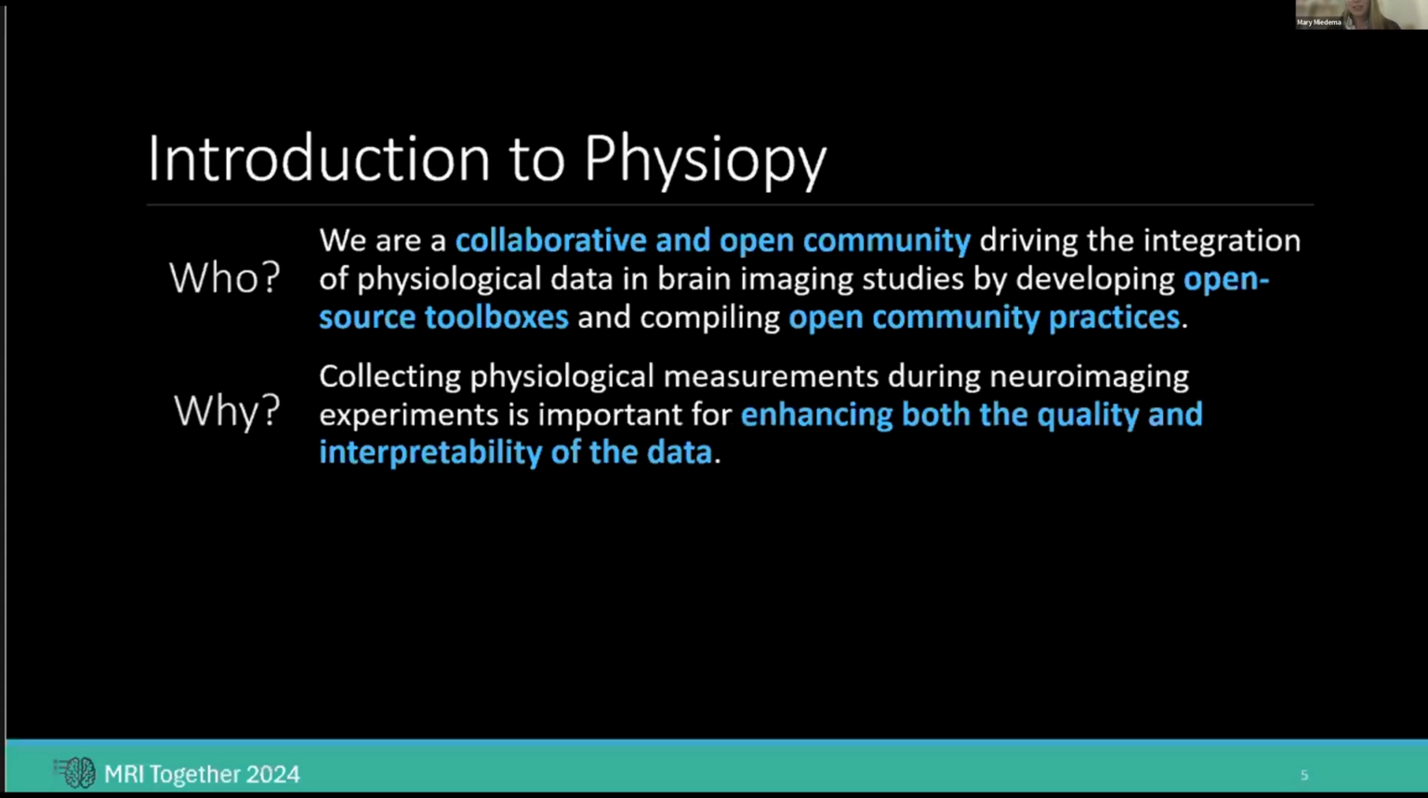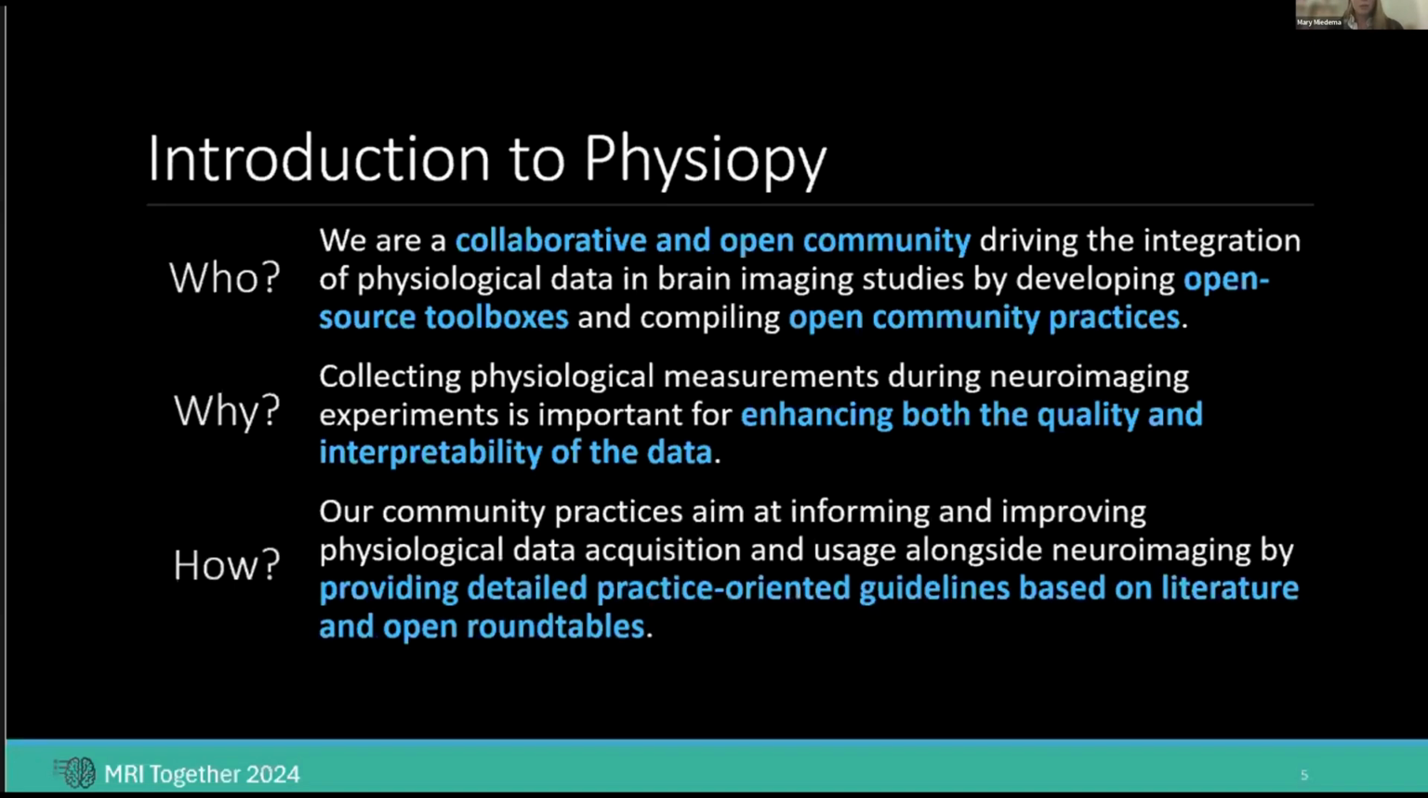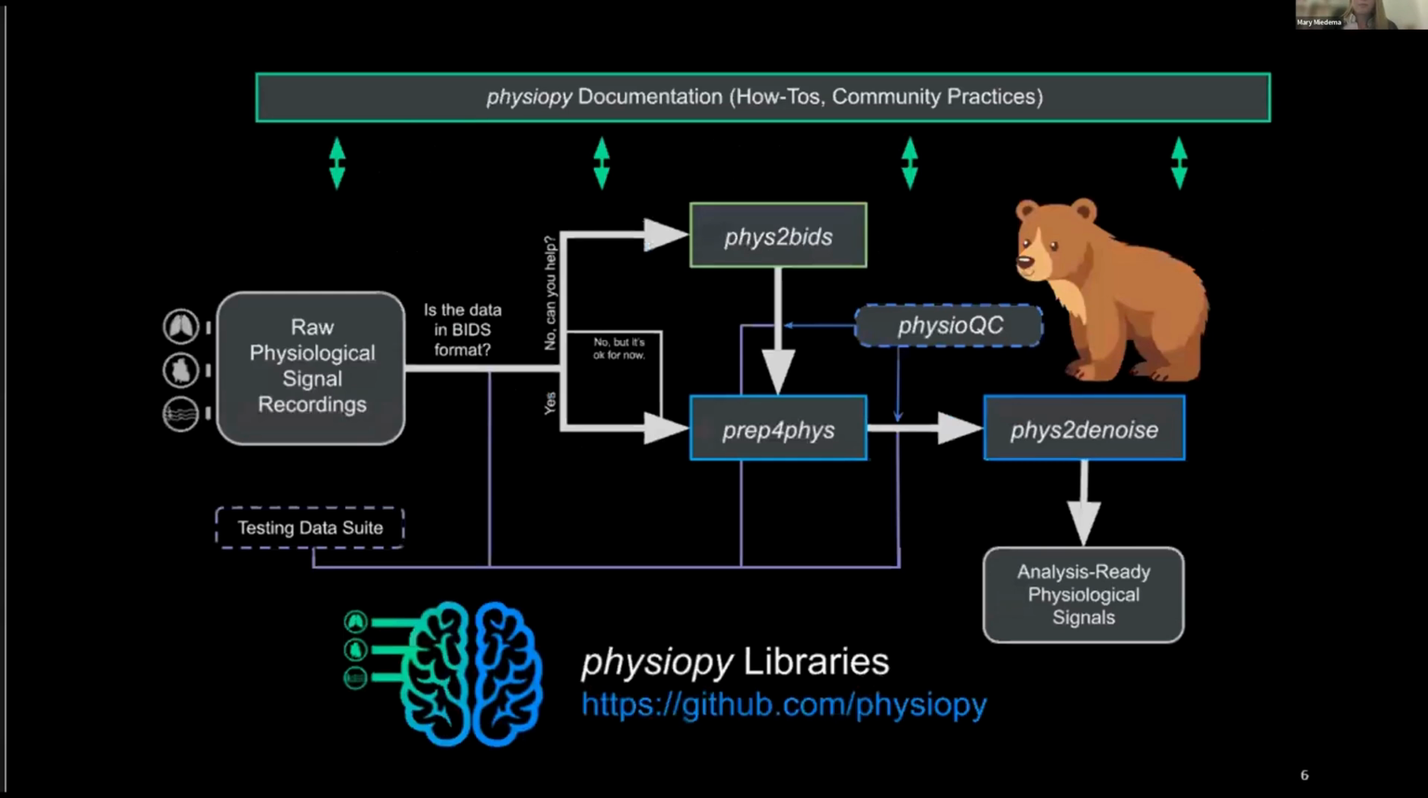So our motivation for doing this is that making measurements about someone's physiology can tell you a lot about the kind of imaging data that you're collecting from them. Whether you're interested in doing QC on your MRI data, whether you're interested in investigating physiological correlates of MRI data, or for denoising MRI data, there are a lot of different possibilities. So one of the ways we do this is we're trying to give people both tools and practices that they can use to handle and acquire their physiological data. And we do that through literature and open roundtables.